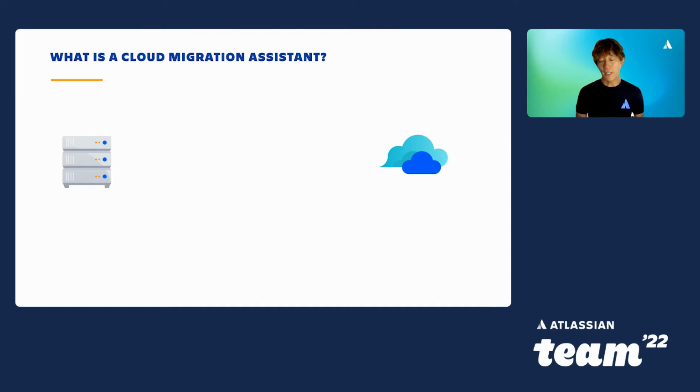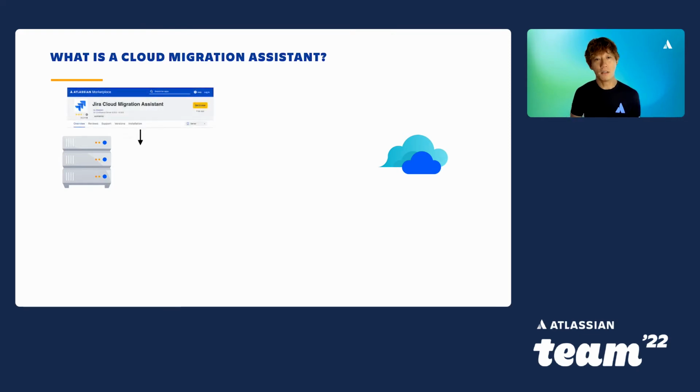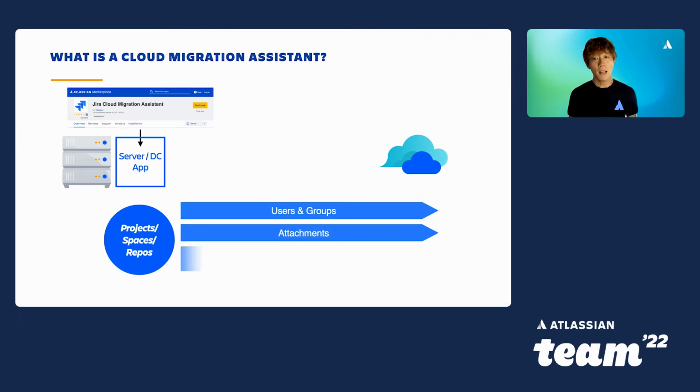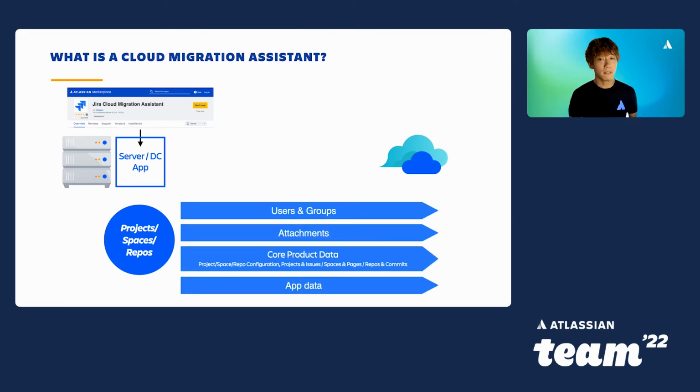So what is the Cloud Migration Assistant? Essentially, it's an app that you can download and install on Server or Data Center. You select projects, spaces, or repositories if you're in Jira, Confluence, or Bitbucket. And the app will migrate the necessary users and groups, the attachments, core product data, and for Jira and Confluence, also third-party app data.